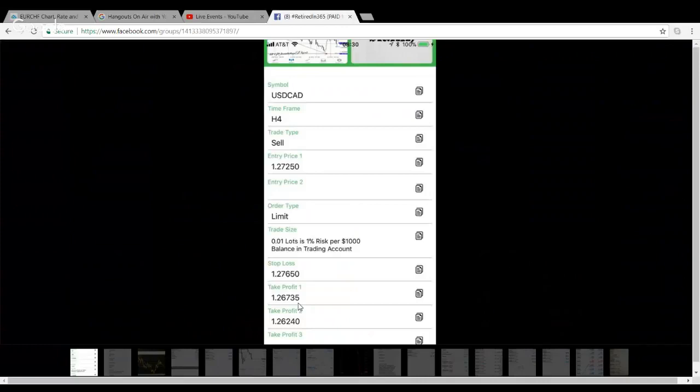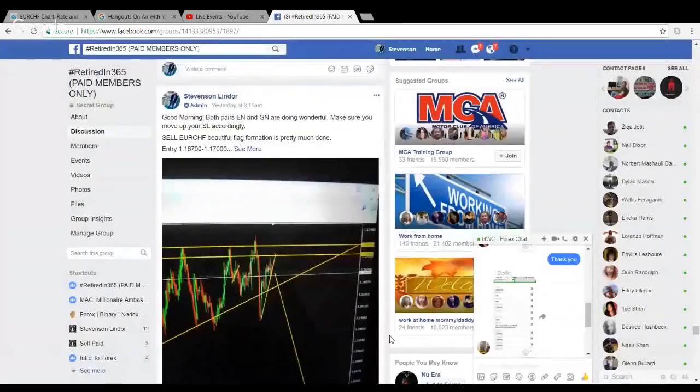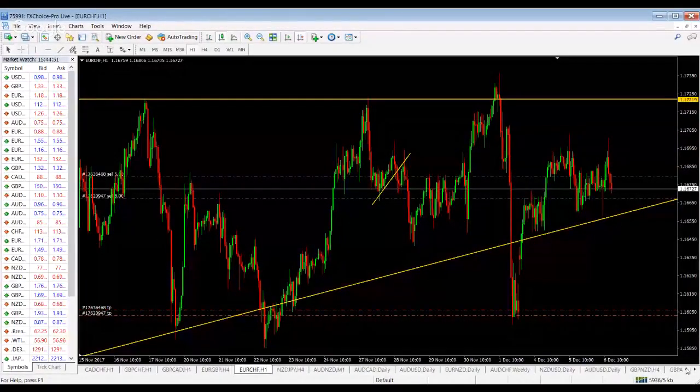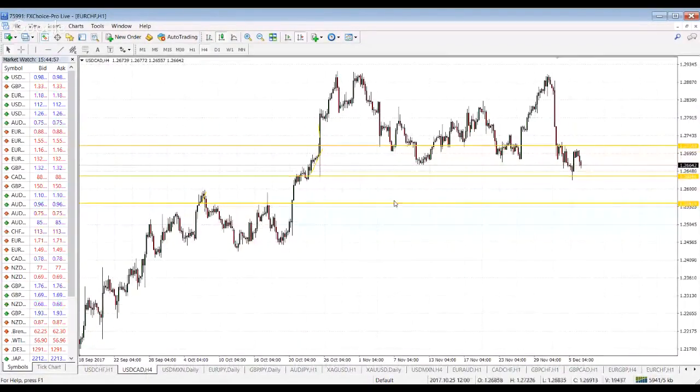When you guys are placing these trades in, you want to do them correctly. So I'm going to switch this up. Share screen and go to FX Choice. All right. So I'm going to go to USD CAD as an example. This is for training purposes. So here we go, USD CAD right here.